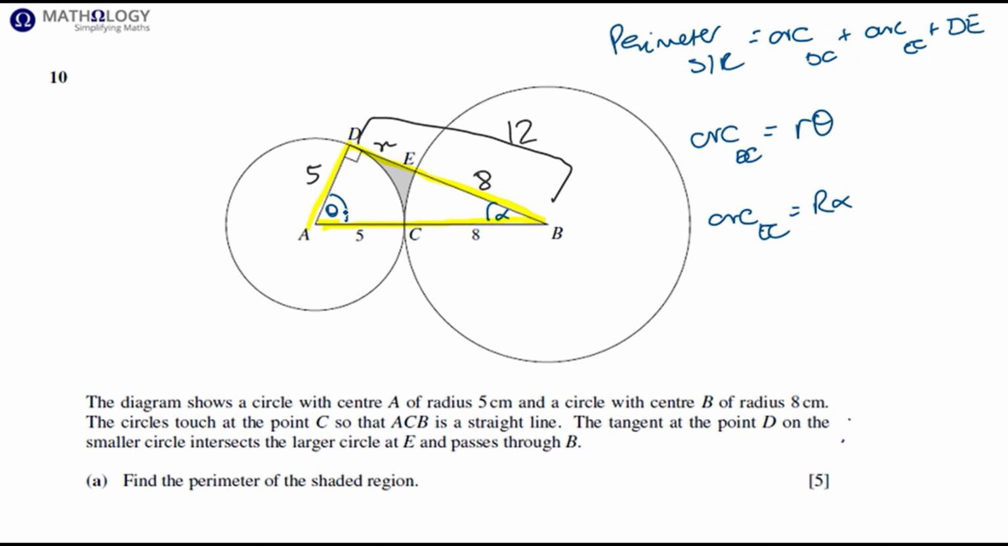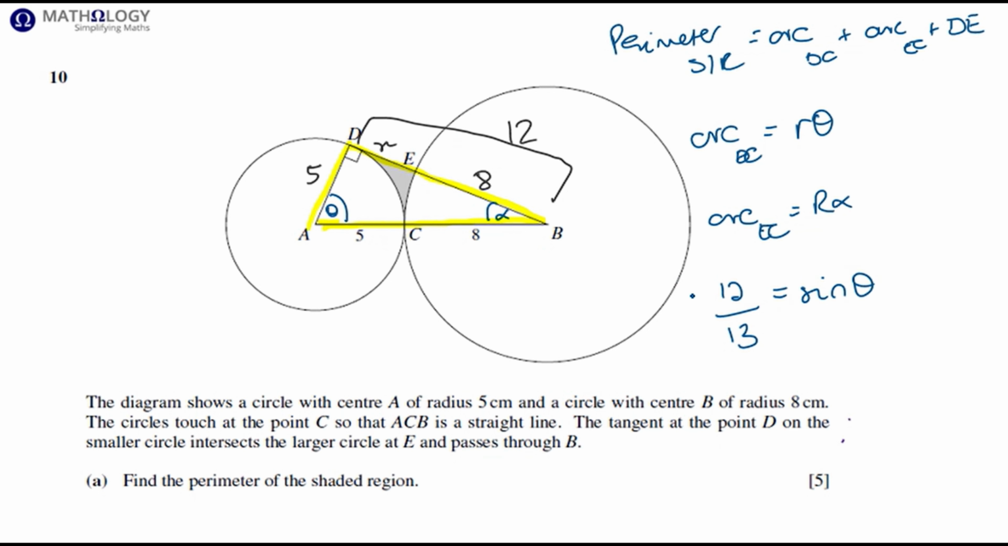Now to find the angles theta and alpha, we're going to use a trig ratio in the right angle triangle ABD. So we can start with theta. It really doesn't make a difference what we start off with. So relative to theta, BD is the opposite side, which is 12, and AB is the hypotenuse, which is 13. And opposite over hypotenuse is the ratio sine, so that equals sine theta.